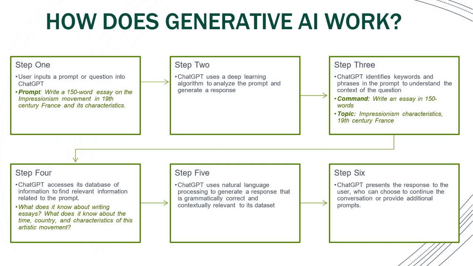So here generative AI does not just repeat information, it creates new content based on patterns and probabilities. And one good example is ChatGPT. Let me tell you how it is working in real time.